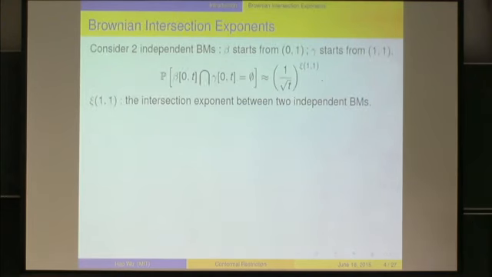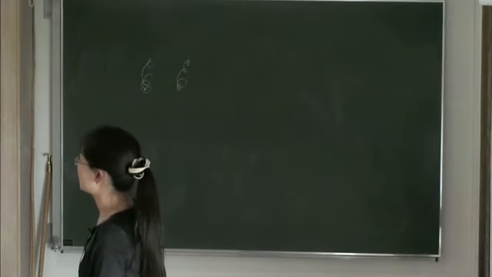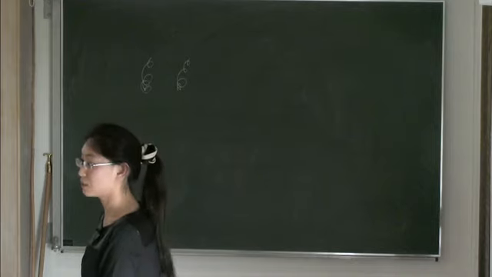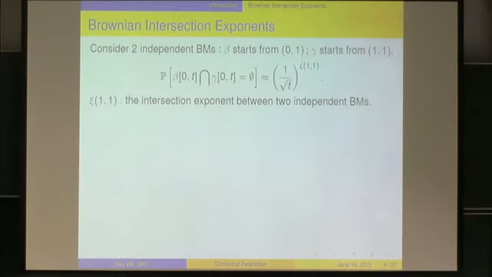Now let us consider two independent planar Brownian motions. Their starting points have distance 1. We run both of the Brownian motions up to time t. We want to calculate the probability that the two paths avoid each other, and we can guess that this probability will decay as a power law of t. We define this power as ξ11, and we call it the whole plane intersection exponent for two independent Brownian motions.